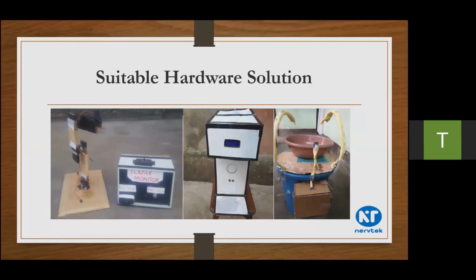Suitable hardware solutions. We have solutions such as a robotic arm, flame monitor, automatic water dispensers. Robotic arms help in the community in many ways. They help in heavy lifting and all the others. They help in accessing areas where they may be radioactive or many other things.